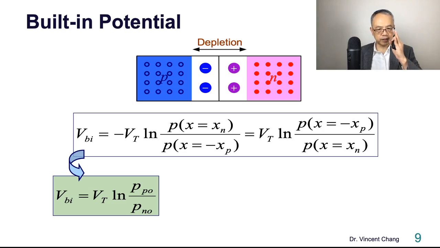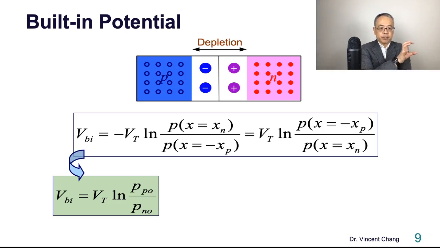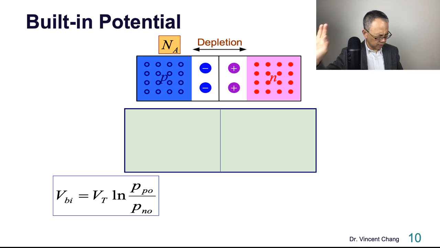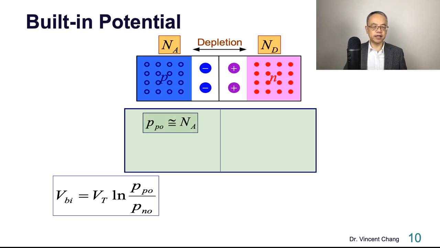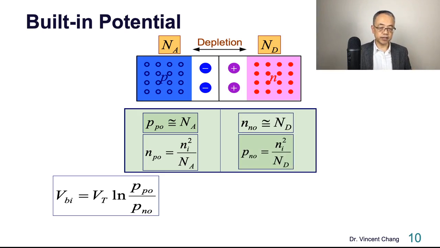So on the left boundary, the hole carrier concentration equals what? The majority carrier concentration of the p-type semiconductor, ppo. And the right bound is the minority, pno. So ppo over pno. If the acceptor atom concentration for the p-type is Na, and the donor atom concentration for the n-type is Nd, then you can solve: ppo is Na, npo is ni squared over Na, nno is Nd, and pno is ni squared over Nd.